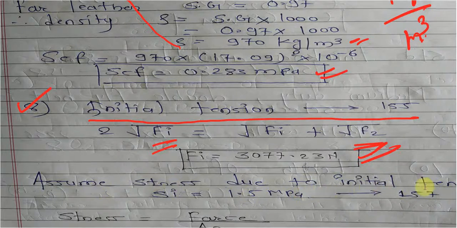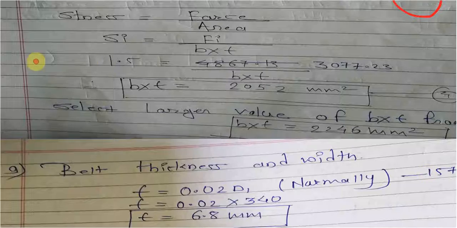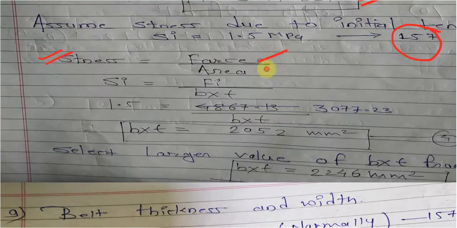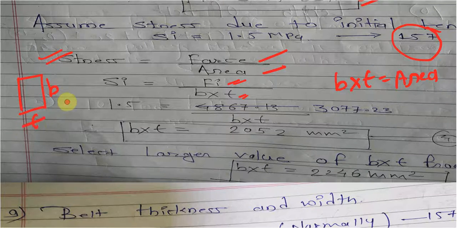Assume the stress due to the initial tension, Si, is equal to 1.5 MPa, on page number 157. Now the stress equals, everybody knows the formula of stress, force upon area. Simple, force Fi divided by B into T. B into T means the area, here it is B and here T. Now just put the values and get the answer. It is a very easy topic. Select the larger value of B into T from the two cases, 3 and 4. B into T is 2246 mm square.